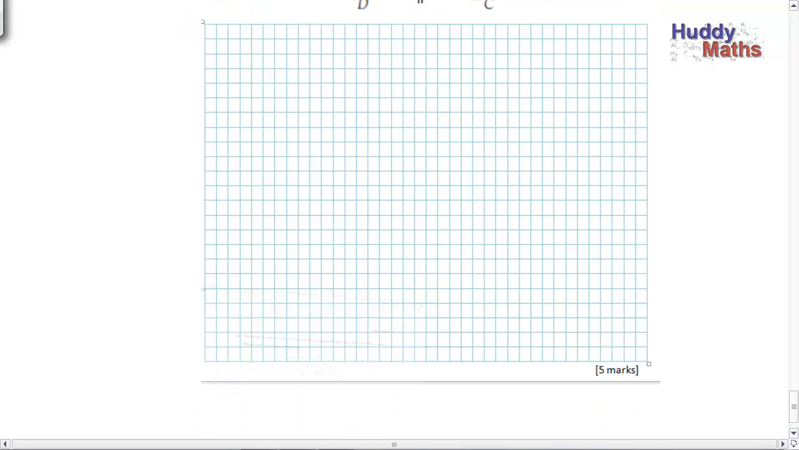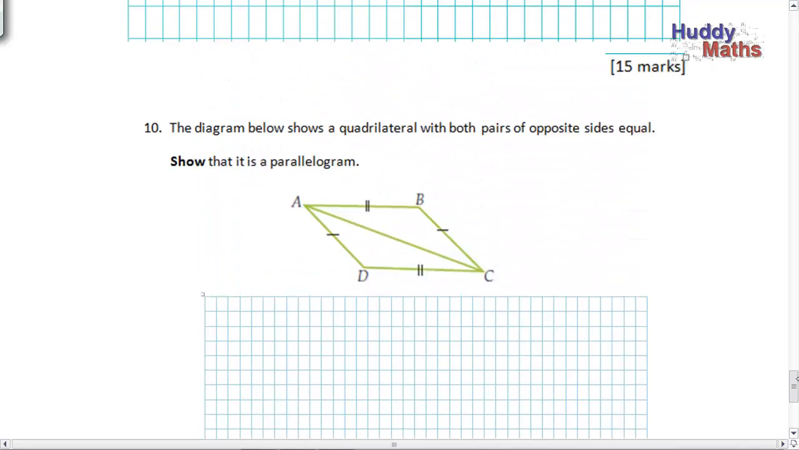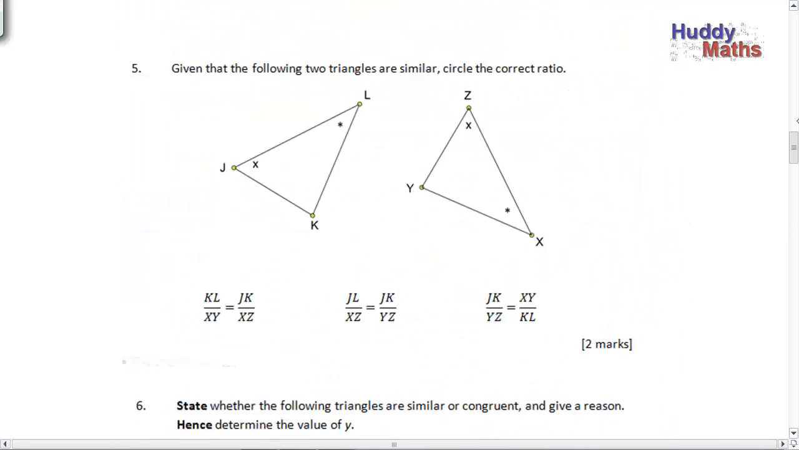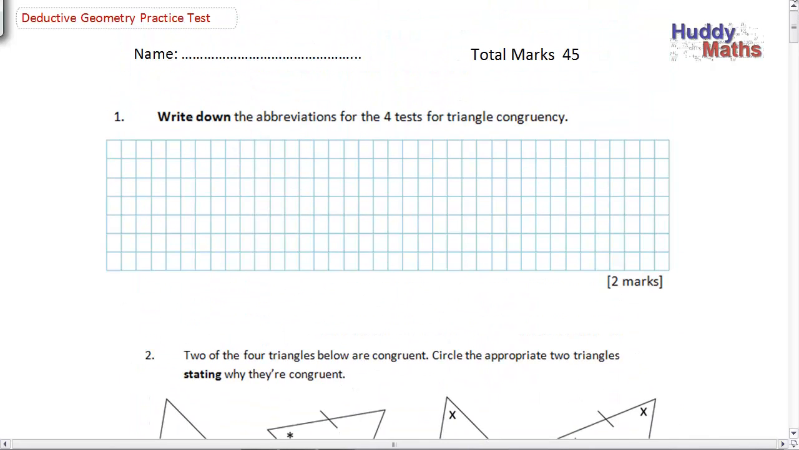So how'd you do? I hope you got something right there. And we're going to go back now and have a look at the solutions to it. So I'm going to take you right back up here to the beginning. And let's do it together now. Okay, so first of all, put your name on the paper here. So there it is, Huddy. That's me. And write down the abbreviation for the 4 tests for triangle congruency.